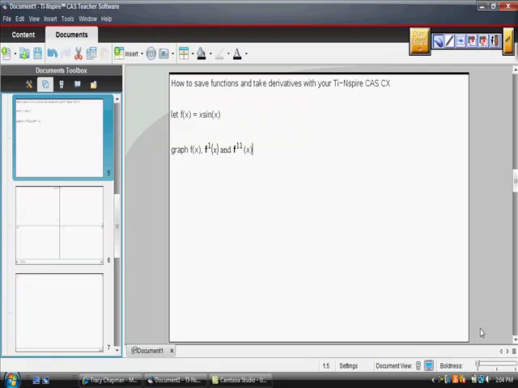How to save functions and take derivatives with your TI-Nspire CAS CX. Our mission today is: let f of x equal x sine of x, this trig function here, and then what we're asked to do is graph f of x, I'm sorry about the notation here, but f prime of x and f double prime of x.